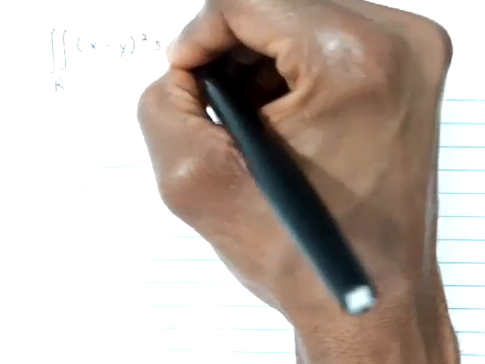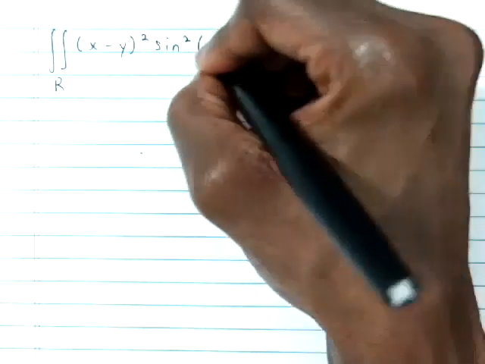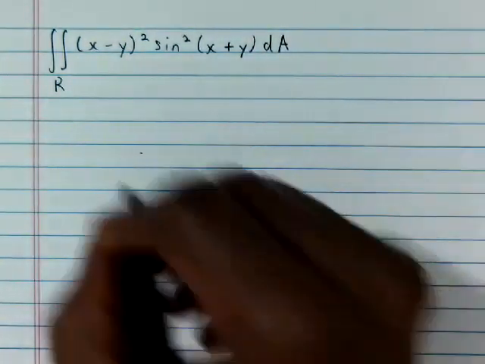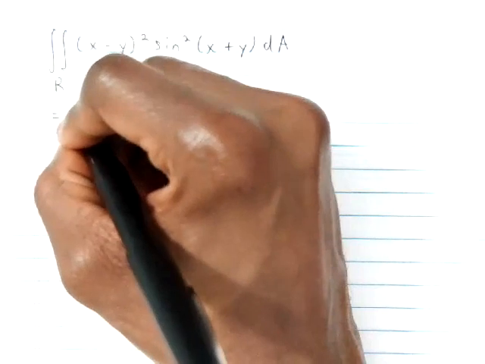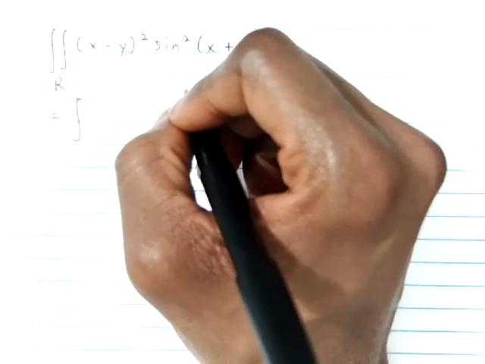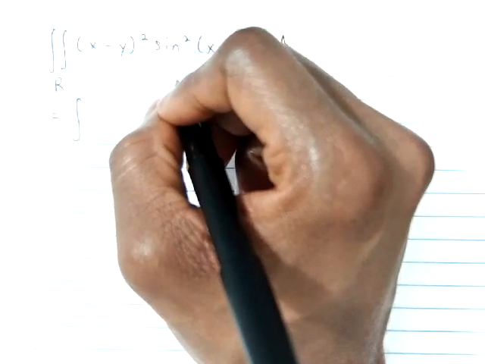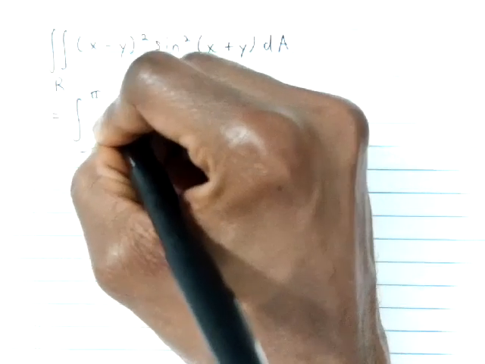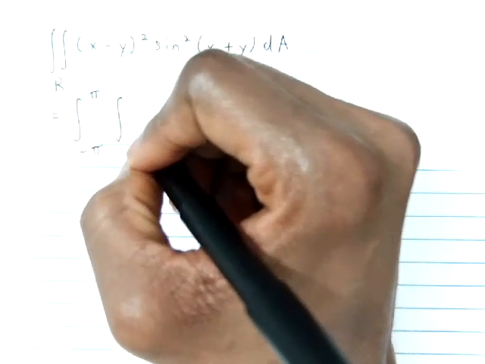And we end up with, so our original integral, let me write that down. First, the double integral over R of x minus y, quantity squared, times sine squared of x plus y dA now equals the iterated integral, but now over S. So we had u went from negative pi to pi, and v went from pi to 3 pi.